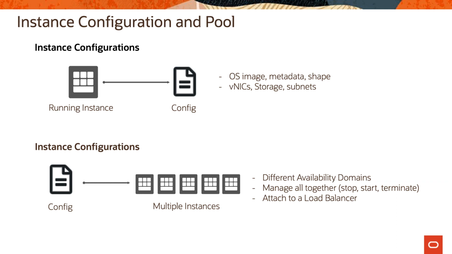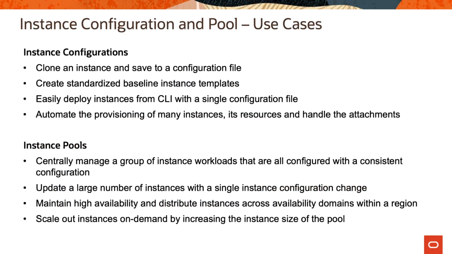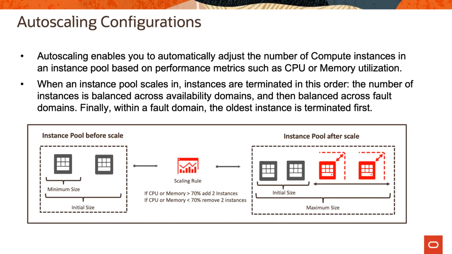With instance configurations, you can run multiple instances, set them up in different availability domains, and then control all of them together, attaching them to a load balancer. Once you have your instance configuration and your instance pool set up, these are building blocks we'll need to link to auto scaling so that we can grow and shrink the size of the pool, because we've gone from a vertical scaling option, and this is getting into our horizontal scaling option.